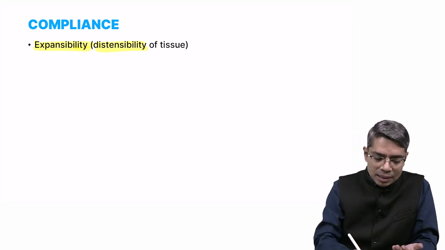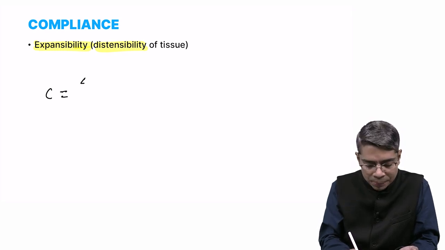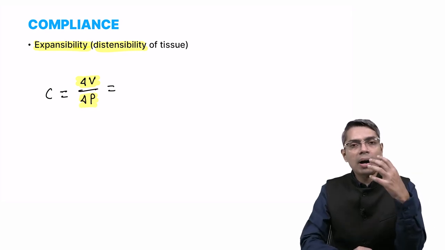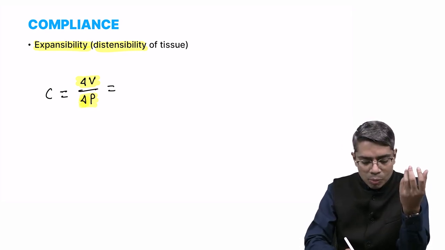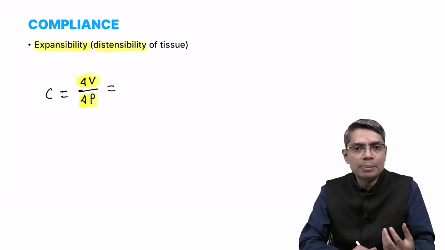But in mathematical terms, we use this formula: compliance C is equal to delta V upon delta P. So delta V is the change of volume upon your change of pressure. So per unit change of pressure, how much volume change is happening in a structure? If you calculate that, then that is a measure of the compliance of that structure.